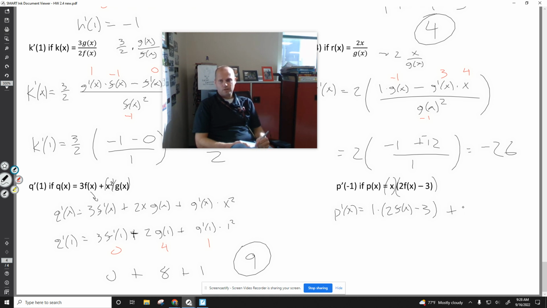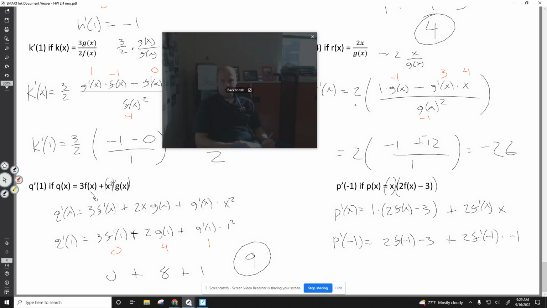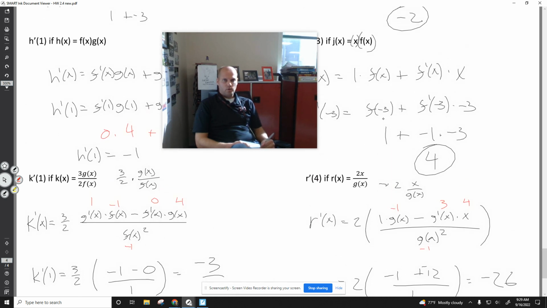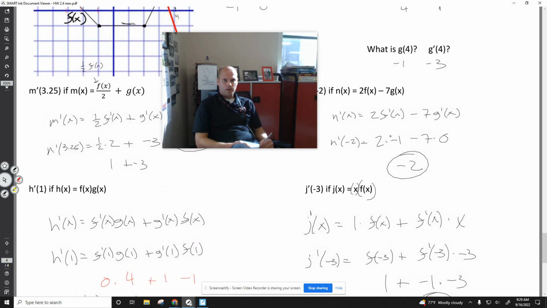2f of x's derivative is 2f prime of x. I don't have to use the product rule there. The derivative of 3 is 0. So that 3 goes away when you're taking the derivative of the second piece, and then times the first. And we're talking about negative 1. So I have 2f of negative 1 minus 3 plus 2f prime of negative 1 times negative 1. All right, so f of negative 1 is what I need, and then I'm subtracting 3, not multiplying by negative 3. Be careful with that. F of negative 1 and f prime of negative 1.